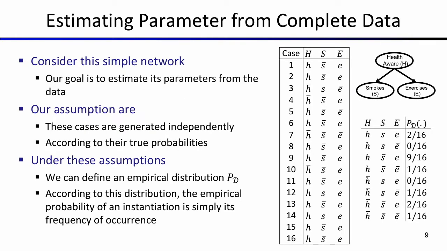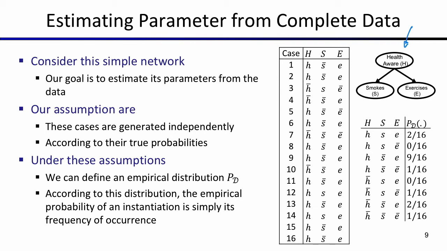Okay, so let's get started discussing how we can learn the parameters from complete data. And let's use a very simple example. We have a small Bayesian network here on the right with 3 nodes: one is health aware, age, another one is smokes, and the other one is exercise. And we can expect that there is a causation. If a person is health aware, it's very unlikely that person smokes. It's also very likely that that person exercises. So this is the general idea of this example.